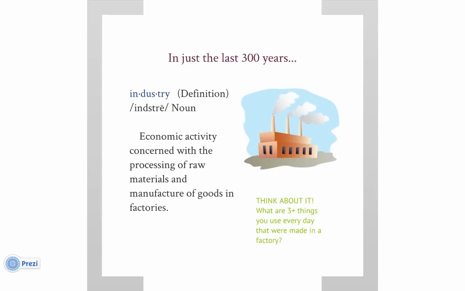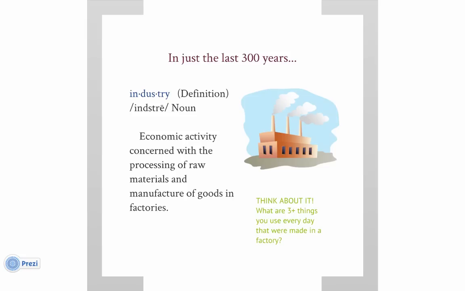Last key word to make sure that you understand is industry. Kind of important since we're studying industrialism. This is economic activity concerned with the processing of raw materials and manufacture of goods in factories. What does that really mean? It means making stuff to sell to people. That's what industry is, making stuff to sell to people.